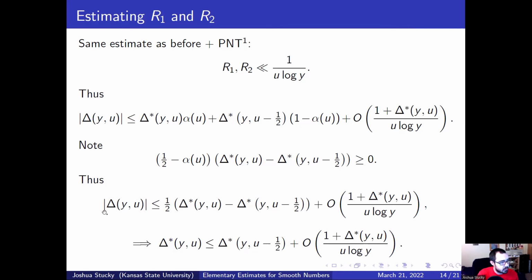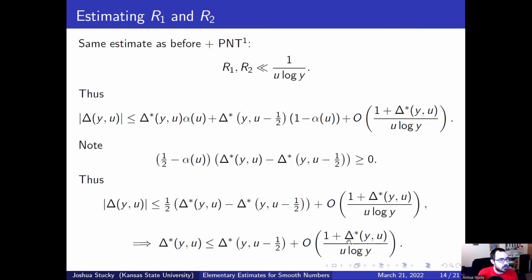And so what you do is you say, okay, well, this is essentially uniform in the variable u. Well, it's not quite that, but essentially I'm going to replace delta here by delta star. There's a slight technical argument to say why you can do that. I'm going to ignore it. So this you can think of as just delta star on the left. Well, subtract over the 1/2, multiply by 2, and we get this expression here. So my delta star of y and u is bounded by delta star of y and u minus 1/2 plus this error term here. So now I can iterate this, and that's going to give me my final estimate.